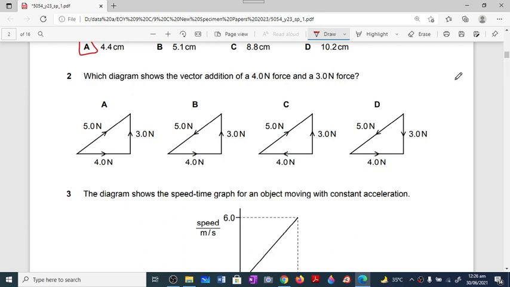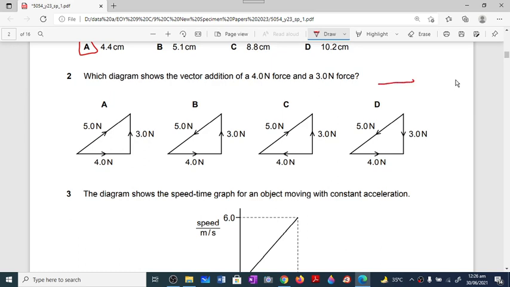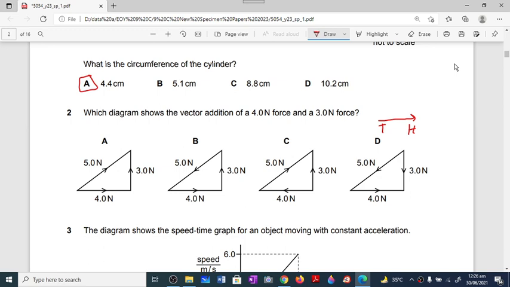Now this question is related with the head to tail rule, the resolution of the vector. So for that, what we have to do, we have to look for the diagram which has the combination like this: tail, head, then the next vector should be attached in such a way that it will have tail, then head, and after that the resultant vector will be from tail up to head. So if we observe all these, then 4 Newton and 3 Newton, the option A is the correct option.